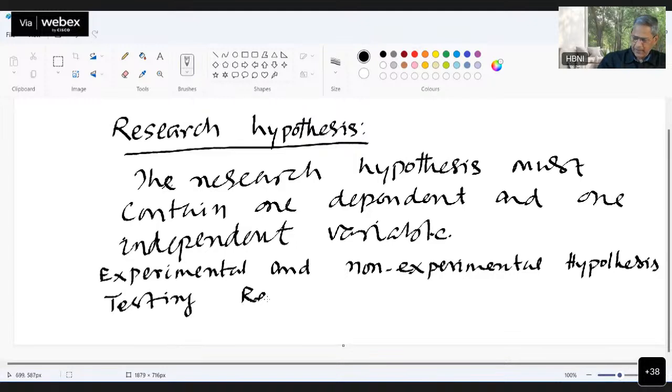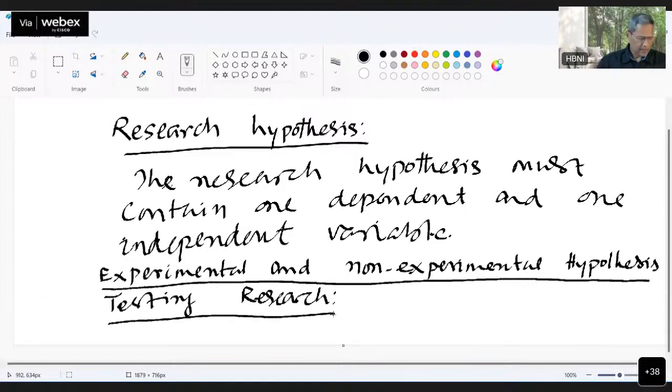What is this? Research in which the independent variable is manipulated is termed as experimental hypothesis testing research. Most of our experiments, what do we do? You vary one parameter, go on varying one independent parameter, and then study how the dependent variable is changing. So research in which the independent variable is manipulated is termed as experimental hypothesis testing research.